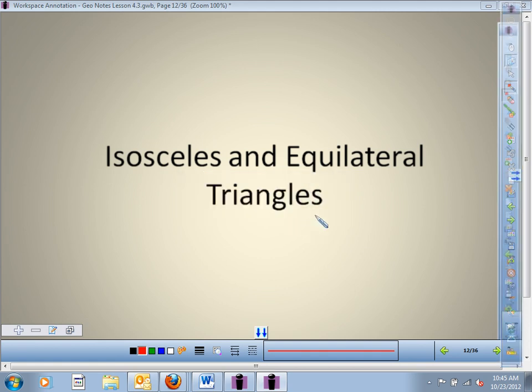This will be geometry lesson 4.3. Today we're going to discuss isosceles and equilateral triangles. A quick review. An isosceles triangle is a triangle that has two equal sides.